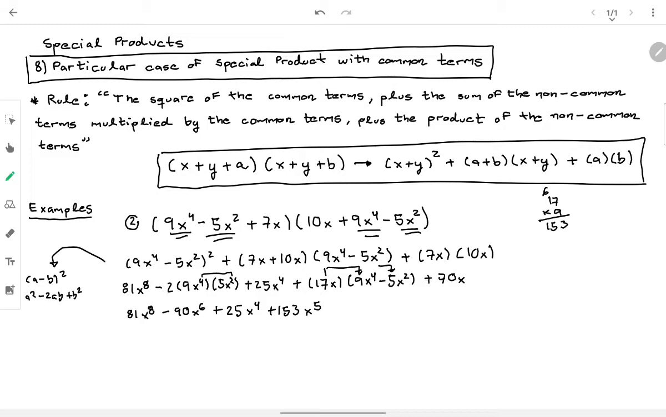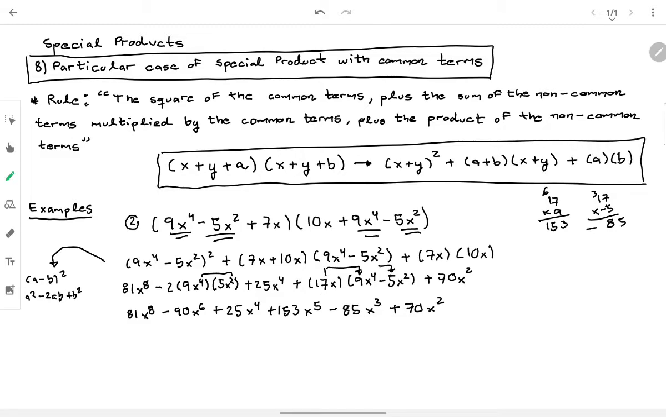Then it's going to be 17 times minus 5, so it's going to be minus 85, x to the 1, x to the 2, it's going to be x to the 3, plus 70. Here I forgot, it's 70x squared because x and x is x squared.